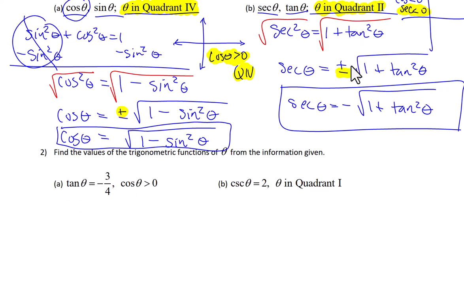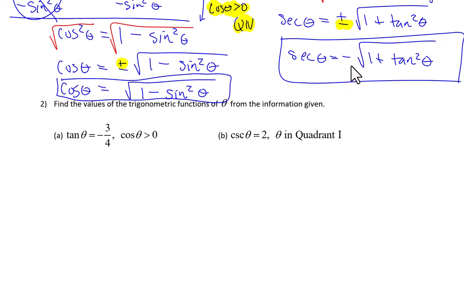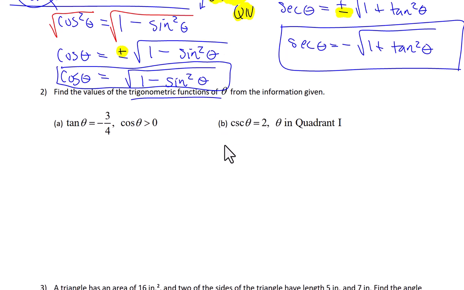All right, let's try a couple other examples. Now we're getting a new set of instructions. It says find the values of the trigonometric functions of theta from the given information. All right, so notice it doesn't say which trigonometric functions, which means we're going to assume it's all of them, all 6 functions. We have 2 examples within this. Part A says this: tangent theta equals negative 3/4, comma, cosine theta is greater than 0, in other words, positive.